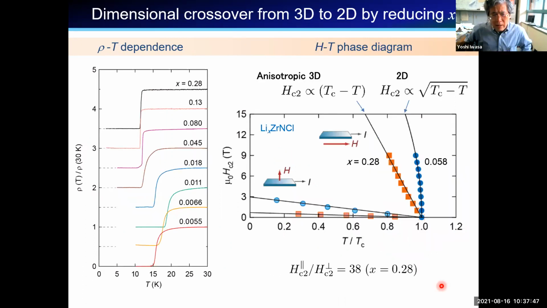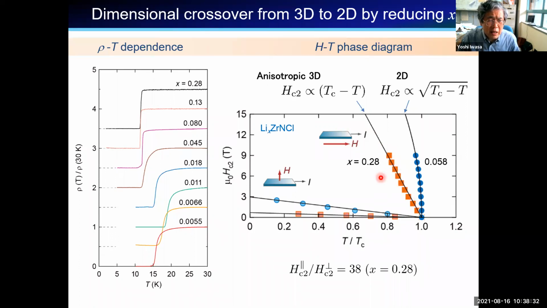But we also realized very interesting features, particularly in the Hc2. This is the Hc2 for two materials. One is this 5% material, and the other is a 20% material, which has a relatively large carrier density. This one has a relatively low carrier density. Anyway, it is basically very anisotropic. This is for the perpendicular magnetic field. This is for the in-plane magnetic field, parallel to the plane.